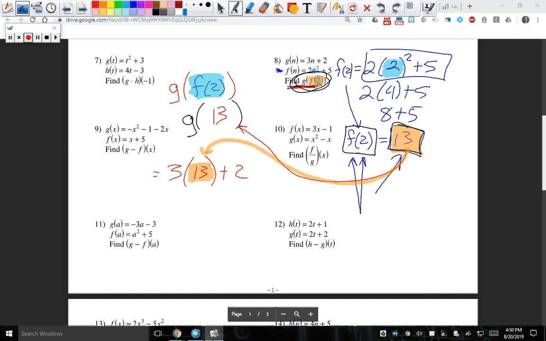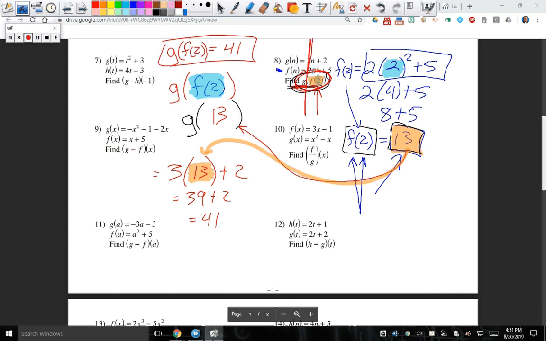So we will put 13 into g to get 39 plus 2. The answer should have been a 41. So the answer for this two-step process, you would write g of f of 2 is equal to 41. Okay, so remember, just key differences. You're not putting that 2 into both of them because this parentheses in the middle does not mean to multiply. It's a two-step process. The answer that we got from the first step will be the input value into our second outer function, which will give you a final result of 41.